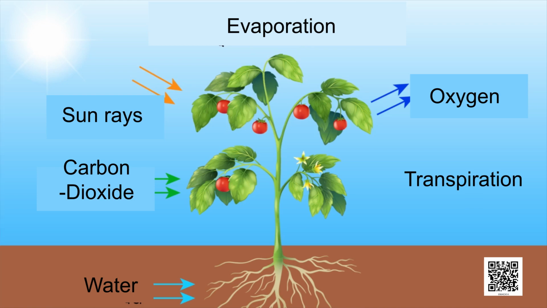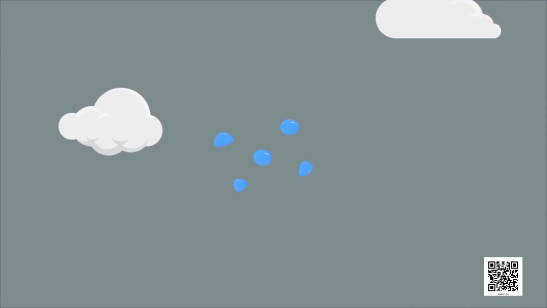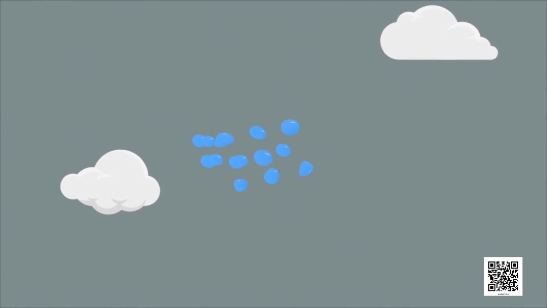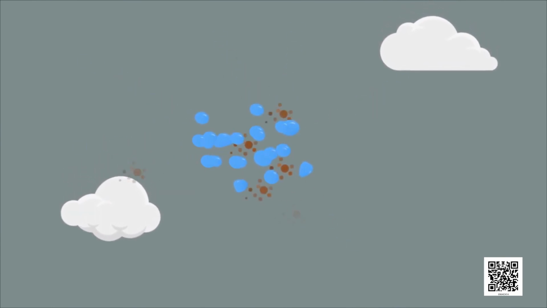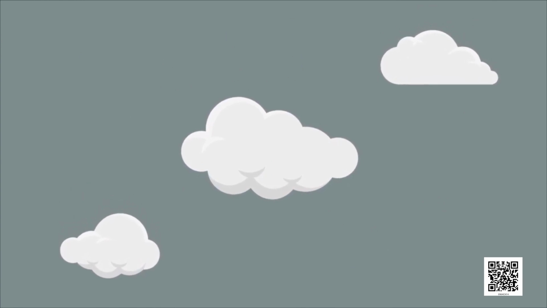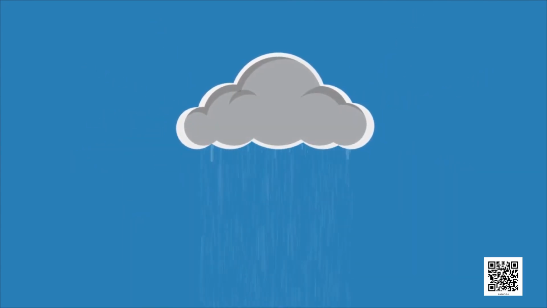This vapor rises up in the air, and as it goes higher, it cools down to form tiny droplets of water. These tiny droplets cluster together and form clouds. This process is called condensation. Once the water droplets are formed, they grow bigger. When the drops have grown big and heavy, they fall down in the form of rain, snow, and hail.